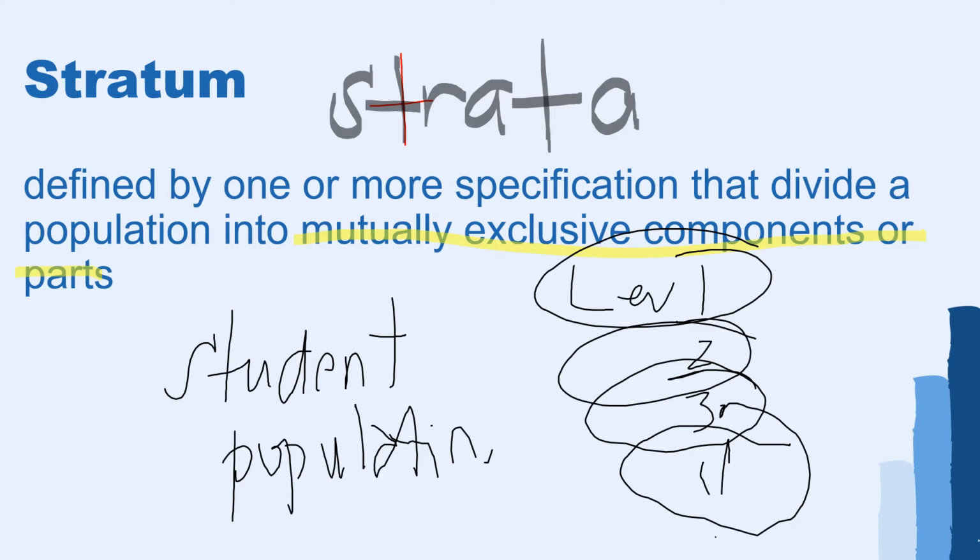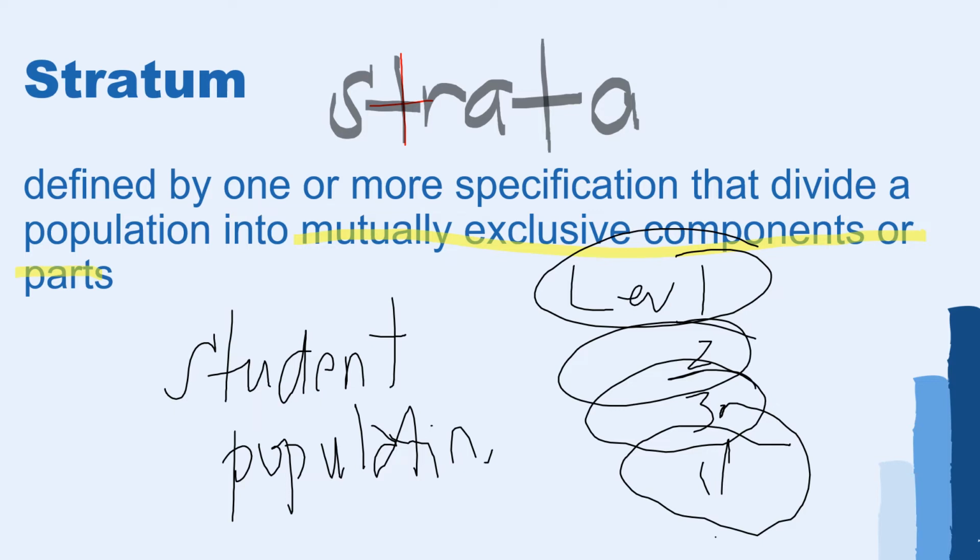If you are in a relationship and you say that you're exclusive, it means that you might be loyal to your partner, no? That's oftentimes how you use the term exclusive. So class, when I say mutually exclusive category or components or parts, it means that the member of the population would belong only to one of these subgroups. Again, the member of the population would belong only to one subgroup.